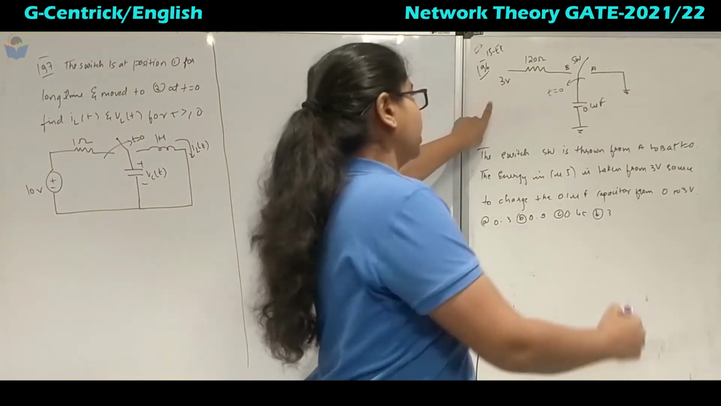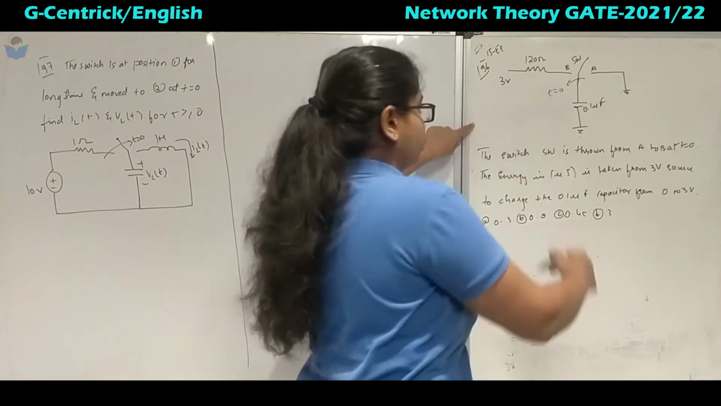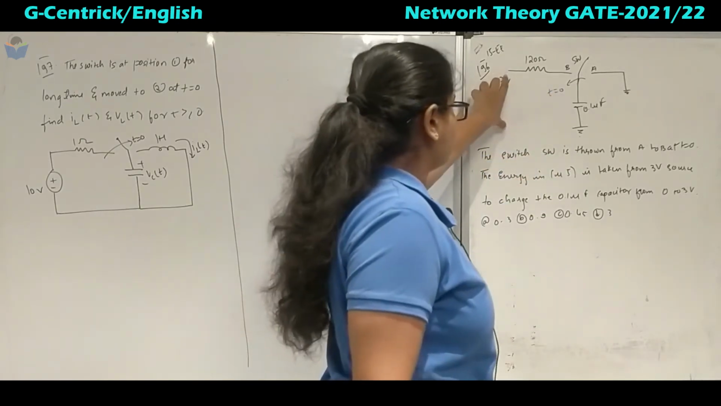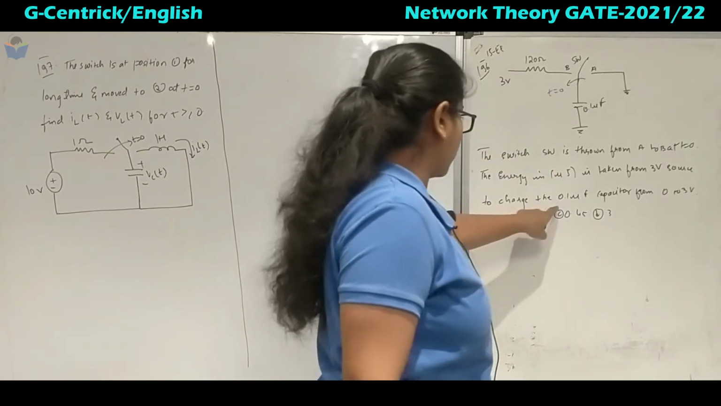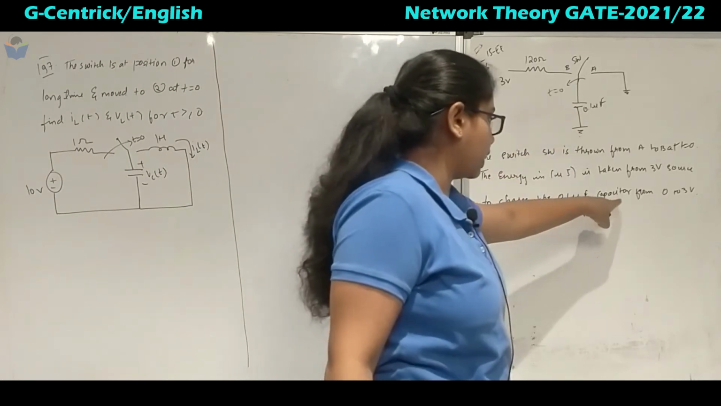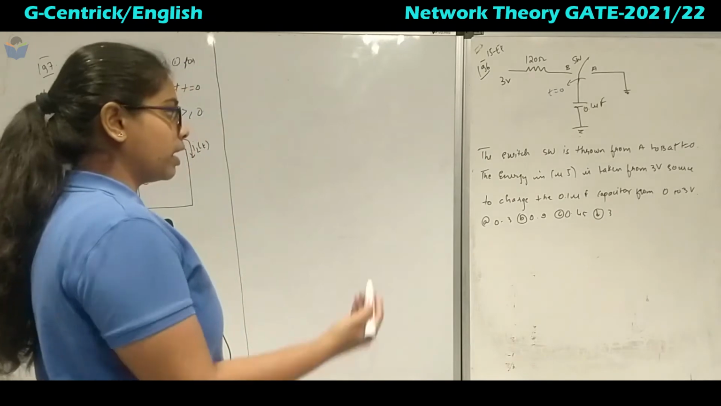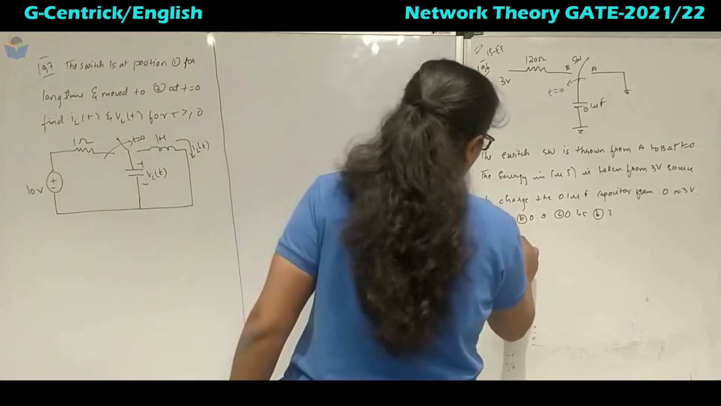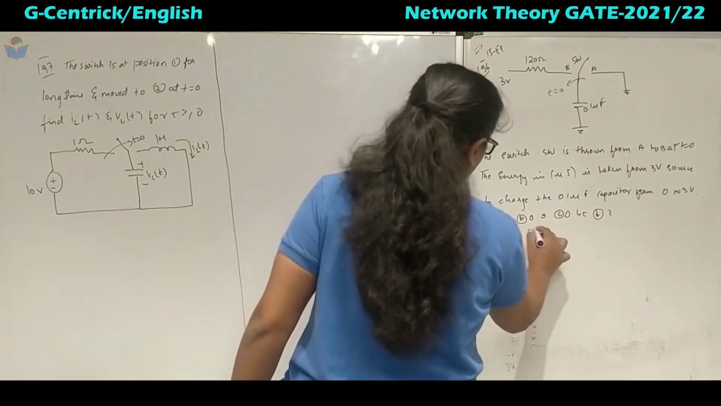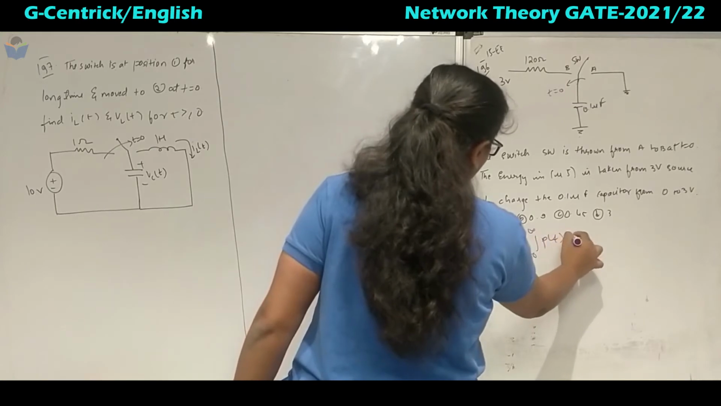So this is the 3 volt source. We can take the source over here, so this will only appear here, to charge the 0.1 microfarad capacitor from 0 to 3 volts. They have given the DC value. So you have to calculate the energy, the integral from 0 to infinity of P of t dt.